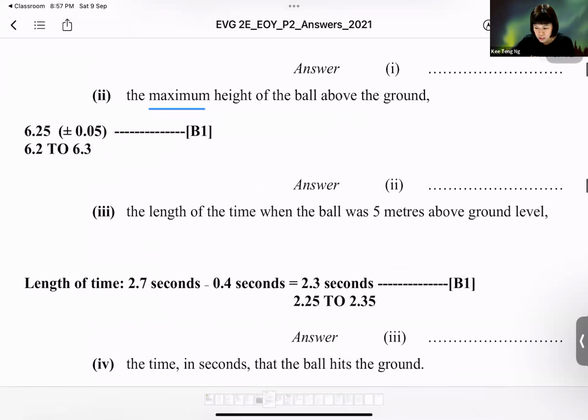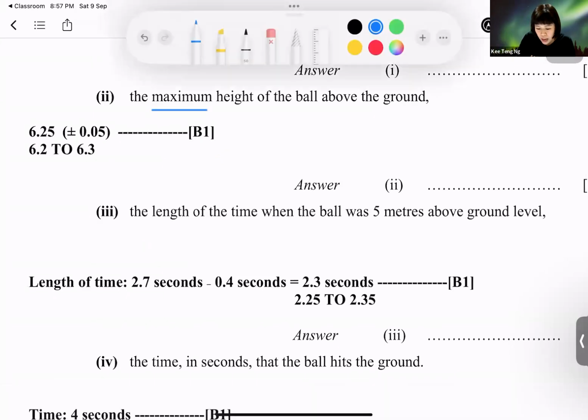Next one, the question says length of time. What do you mean by length of time? For example, I left my house for school at 8 o'clock and I reached school at 9 o'clock. What is the length of time of my journey? I need to do a subtraction, right? From 8 to 9, so it's about 1 hour.